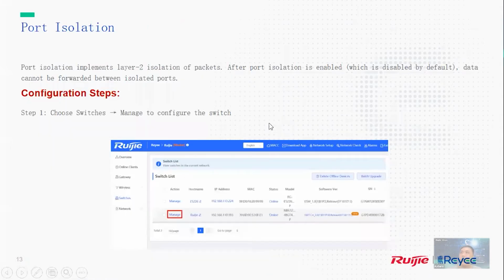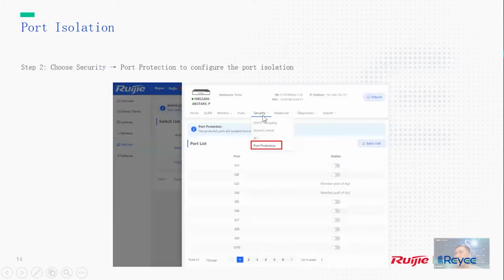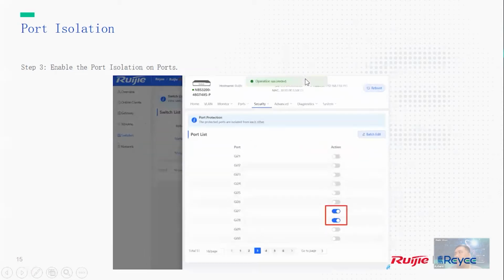Okay, more or less, we are finished with the ACL. Next, we are going to port isolation. These switches support the port isolation feature. So how are we going to configure the port isolation? We just need to go to Manage, right? Go to Security, Port Protection. Okay, port protection, which means port isolation, right?